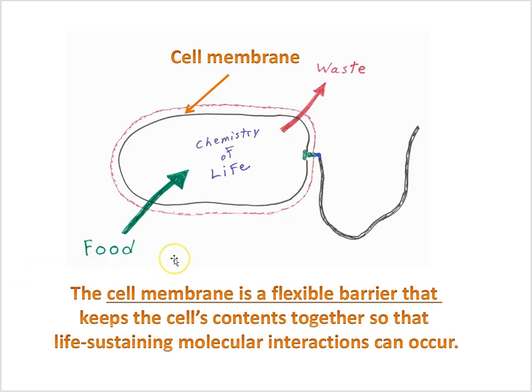Now, the cell membrane is a flexible barrier that keeps the cell's contents together so that life-sustaining molecular interactions can occur. Remember, we're calling this the chemistry of life that occurs in the fluid within the cell. As Dutrochet argued, cells take in nutrients and export waste, and something fascinating happens inside the cell, the chemistry of life. The cell membrane, then, is this boundary that keeps all of those molecular interactions together.